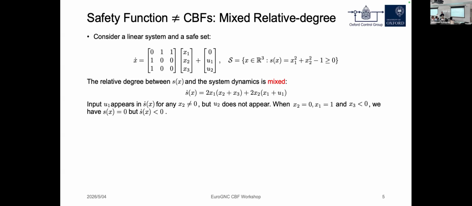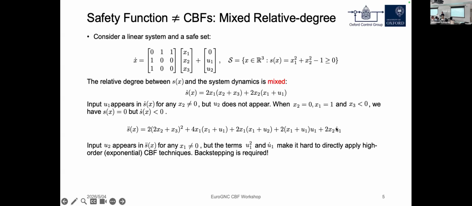You might ask, can we apply the exponential barrier function or higher order barrier function technique for this system? Sadly, the answer is no, because if you calculate the derivative of S dot again, you will have some cross product between u1 and a u1 dot over here, which means that you really need to design an integral controller for the system. Otherwise, there's nothing you can do unless you can apply the backstepping method.